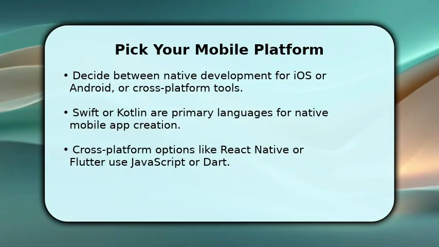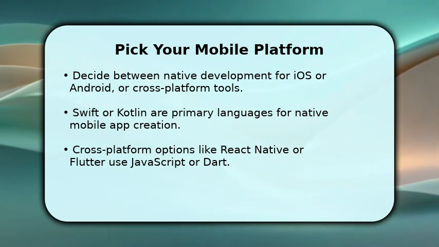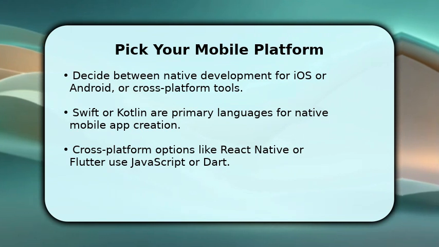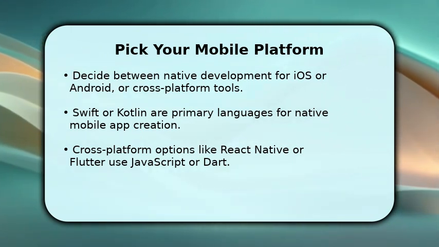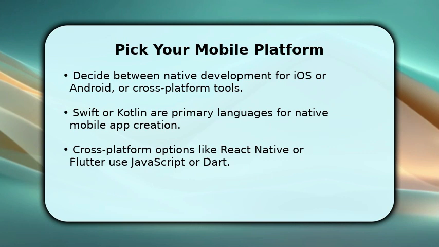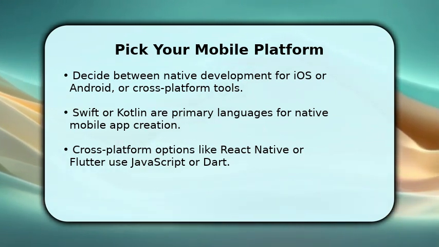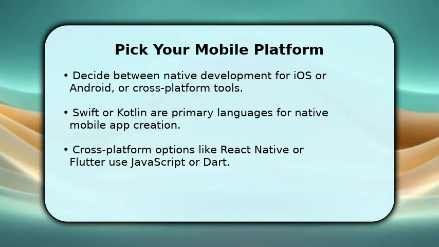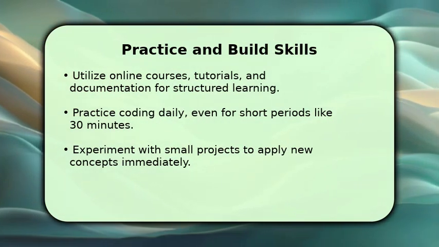Now let's talk about choosing your development path. You can go native, focusing on either iOS with Swift or Android with Kotlin. These offer the best performance and access to device features. Alternatively, consider cross-platform frameworks like React Native, which uses JavaScript, or Flutter, which uses Dart. These allow you to write code once and deploy to both iOS and Android, potentially saving a significant amount of time. The best way to learn is by doing.